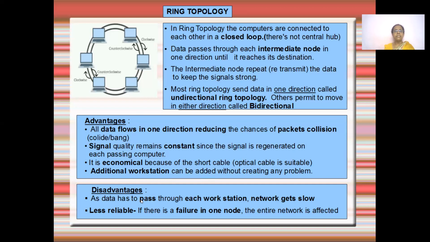The disadvantage is it has to pass through every workstation, so by the time it reaches the destination, it takes quite a long time. It gets very slow. It's less reliable because if one node fails, one computer fails, the entire network is affected. Let's see the next topology.